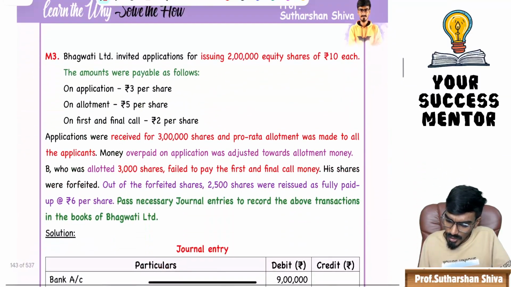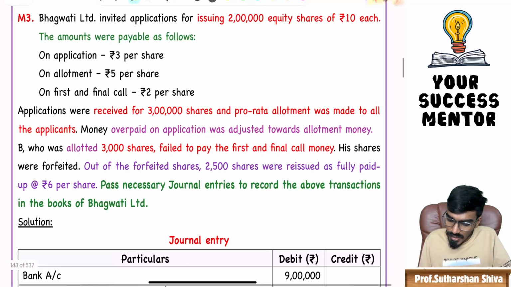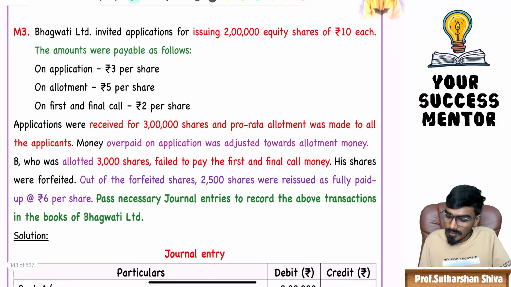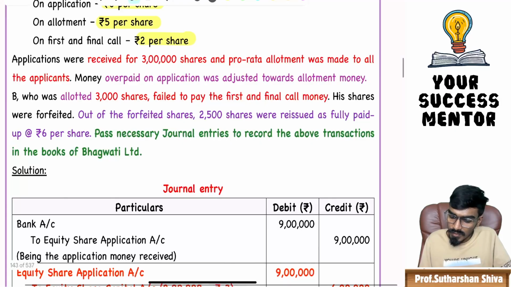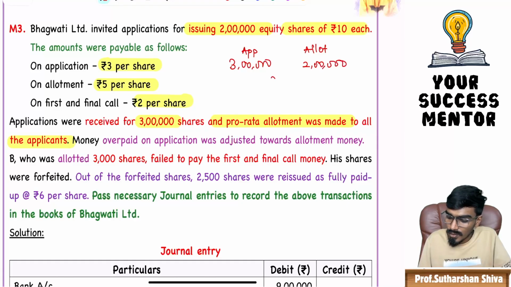Now come to M3. M3 is quite easy. We'll see how the question goes. Bhagwati Limited invited applications issuing 2 lakh equity shares of rupees 10 each. No premium, so you will be very happy. Applications were received for 3 lakh shares and then pro rata allotment was made to all applicants. Out of 3 lakh applied, we allotted 2 lakh. So it is in the ratio 3 is to 2.